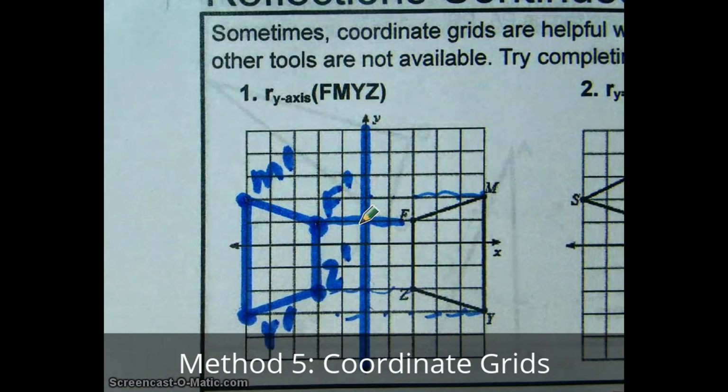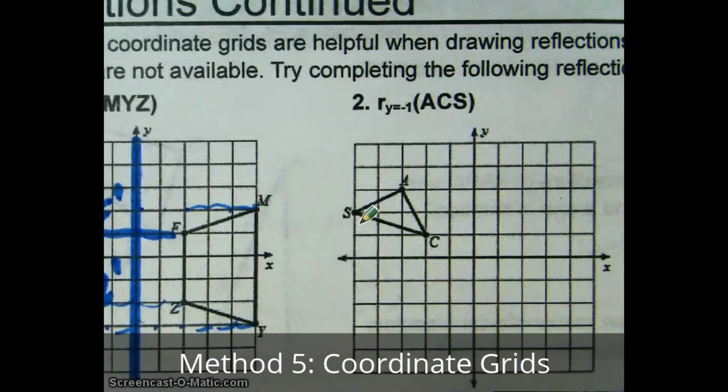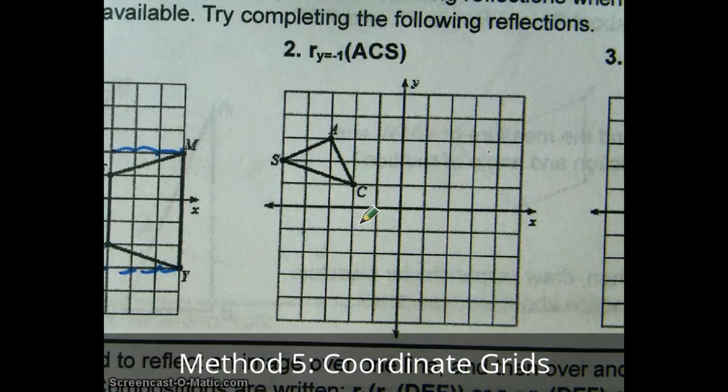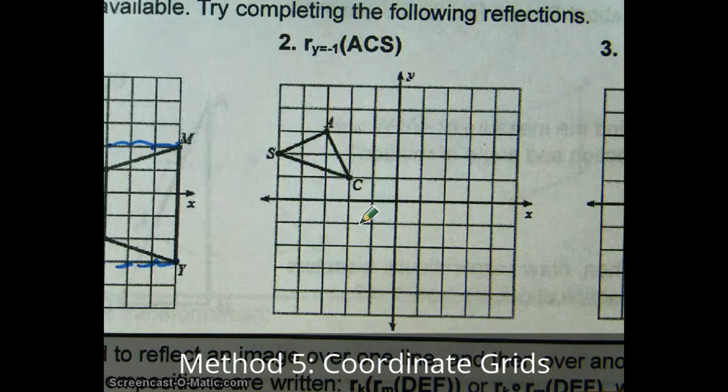And there it is, right? A little simpler that way. Let's look at 2 and 3 for a second. 2 and 3 have different lines they're reflecting across, and I want to make sure you know what these lines are. In number 2, it says, reflect across y equals negative 1.